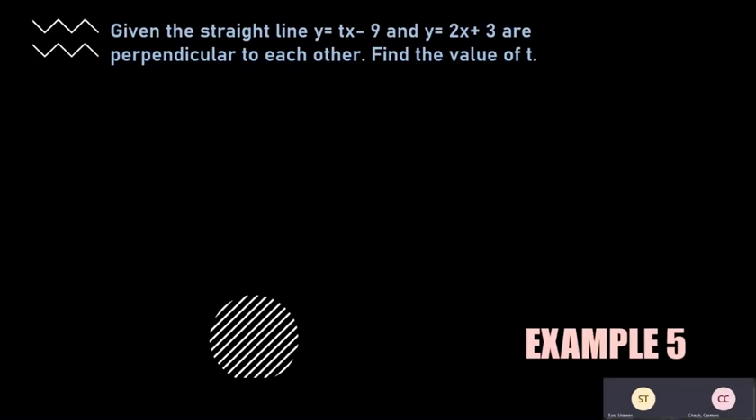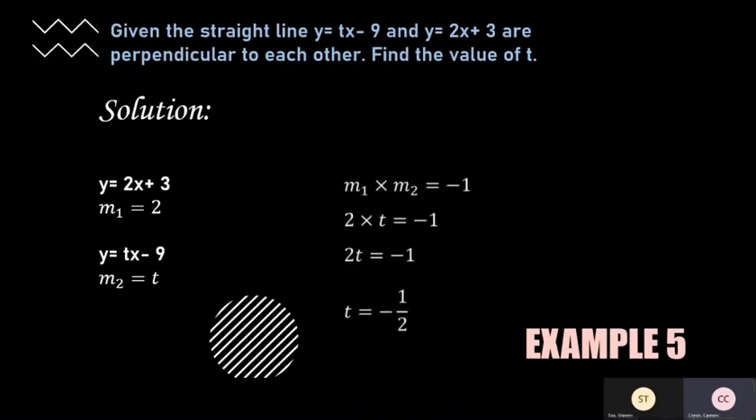For example 5, we are given that the straight lines y equals tx minus 9 and y equals 2x plus 3 are perpendicular to each other. To find the value of t, we need to know that the gradient of the equation y equals 2x plus 3 is 2, and the gradient of the equation y equals tx minus 9 is t. We know that when the gradients of two perpendicular lines are multiplied, it is equal to -1. Hence, multiplying 2 and t equals -1, we can find that t is equal to -1 over 2.